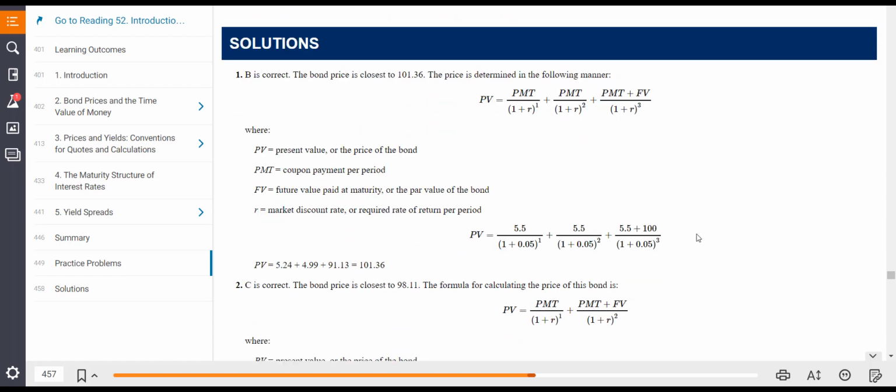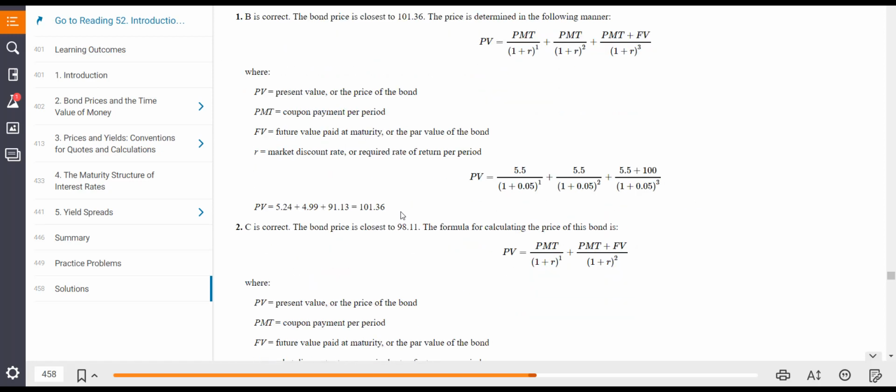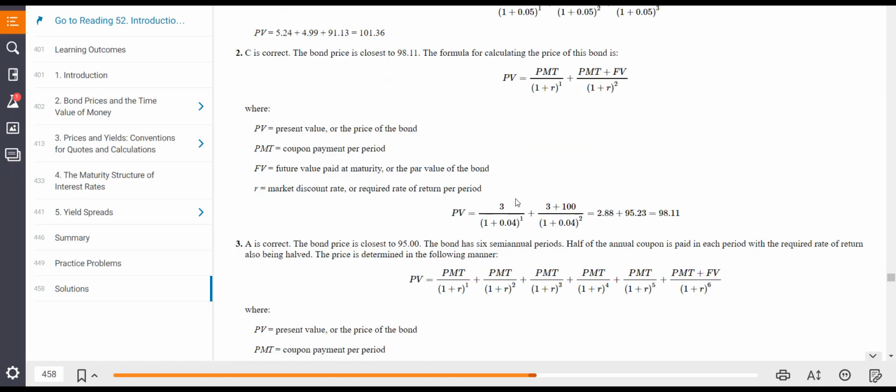Here they were just cranking it out using the algebra, which I'd like to show. We know that the coupon payment, that was annual, 5.5, for 3 years. They're using the algebra, 101.36. So here were the solutions.